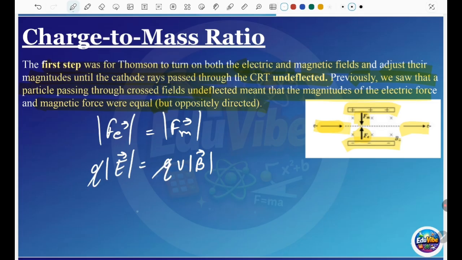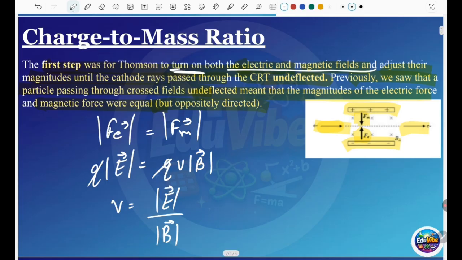When you cancel the q's, you get v is equal to the electric field divided by the magnetic field. You will get this formula. You already did this formula in forces and fields. So from that first step, when they turn on the electric field and magnetic field, you get this equation.